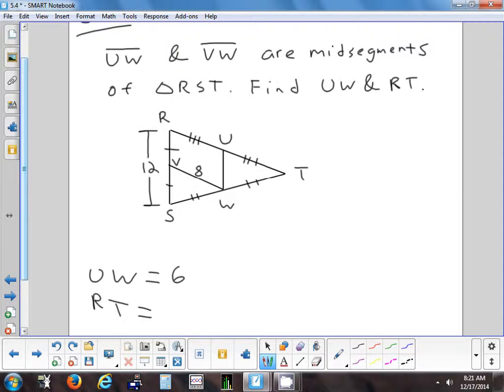Someone else think they could tell me the length of RT? Kira? 16. Yeah, it's 16. RT is double the length of VW. Okay? It's also parallel, but we don't need that here again.